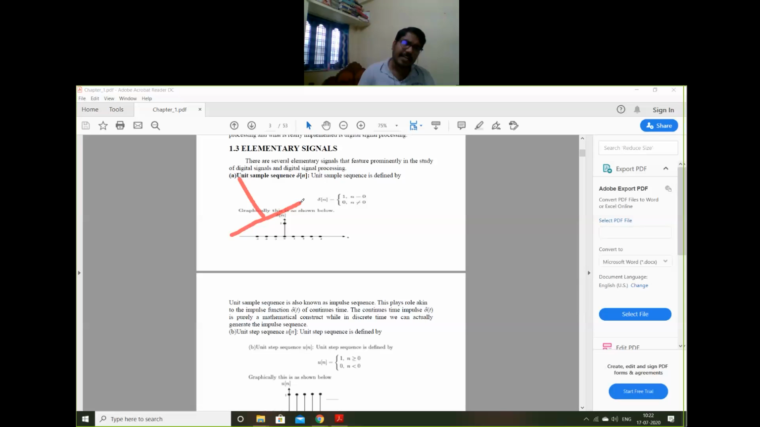It is defined only at 0. At the rest of the points, it is 0. It is defined only at the origin point, and except the origin, the signal value is 0. Here you can see one example. At the origin only, it has some value. Except the origin, is there any signal? No.